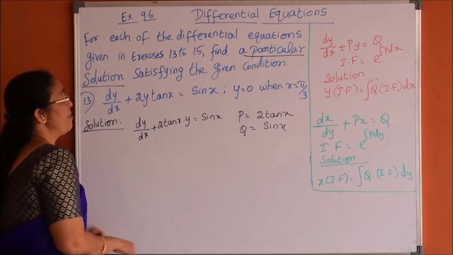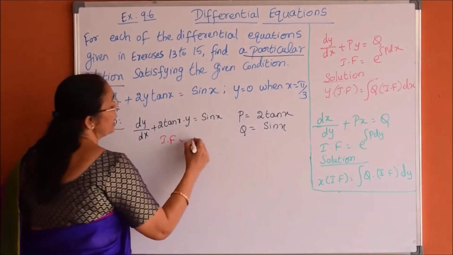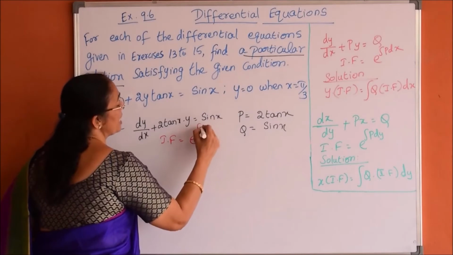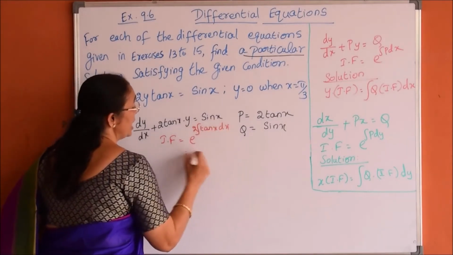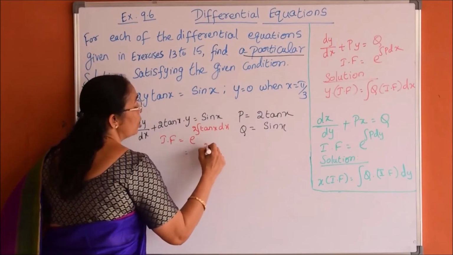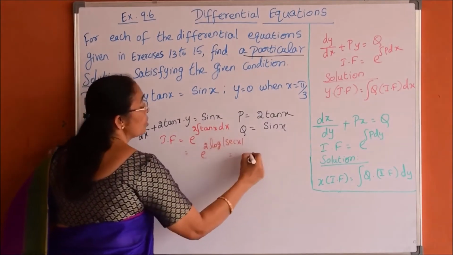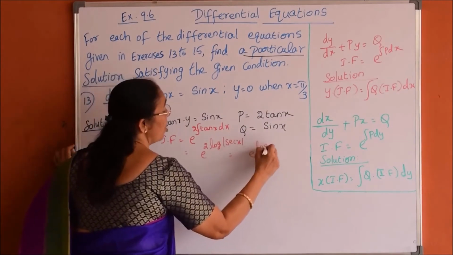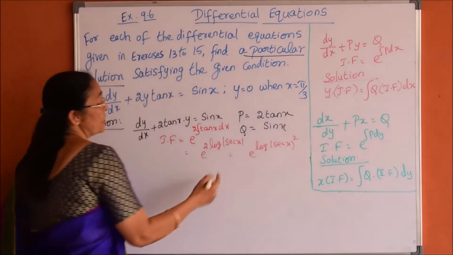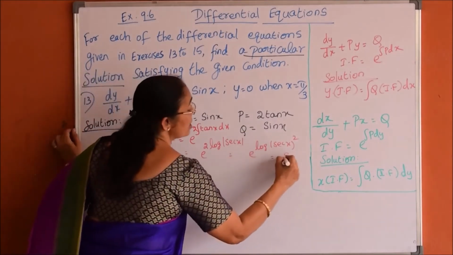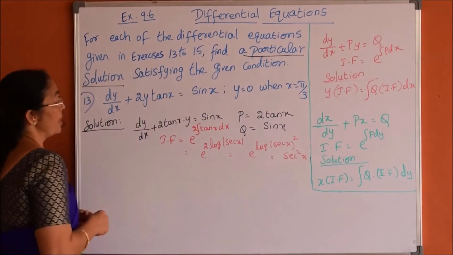So, integrating factor is equal to e to the power of integration of p dx, 2 into tan x dx. So, integration of tan x is log mod secant x. So, e power log mod secant x whole square, which is equal to only secant square x. So, integrating factor is secant square x.